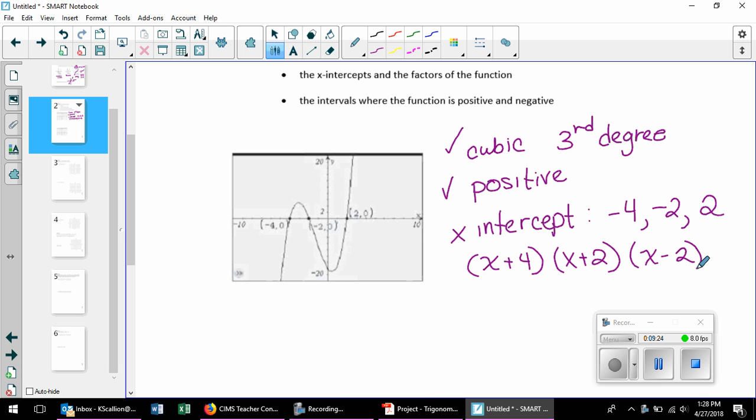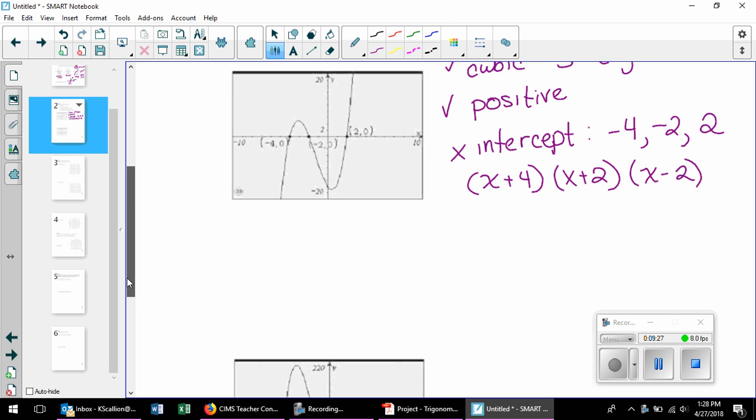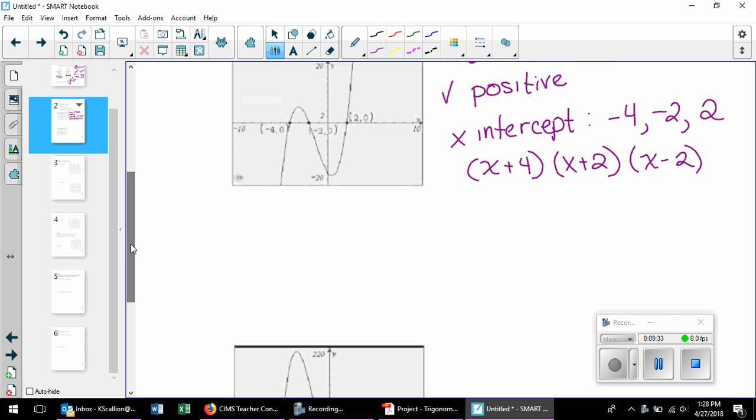What we're looking at is what is happening with the y values. From here to this x-intercept, what are my y values doing? Are they positive or negative on this section of the graph? They're negative. So from negative infinity to -4, that is a negative interval. Does that make sense to everybody? Because my y values are negative.